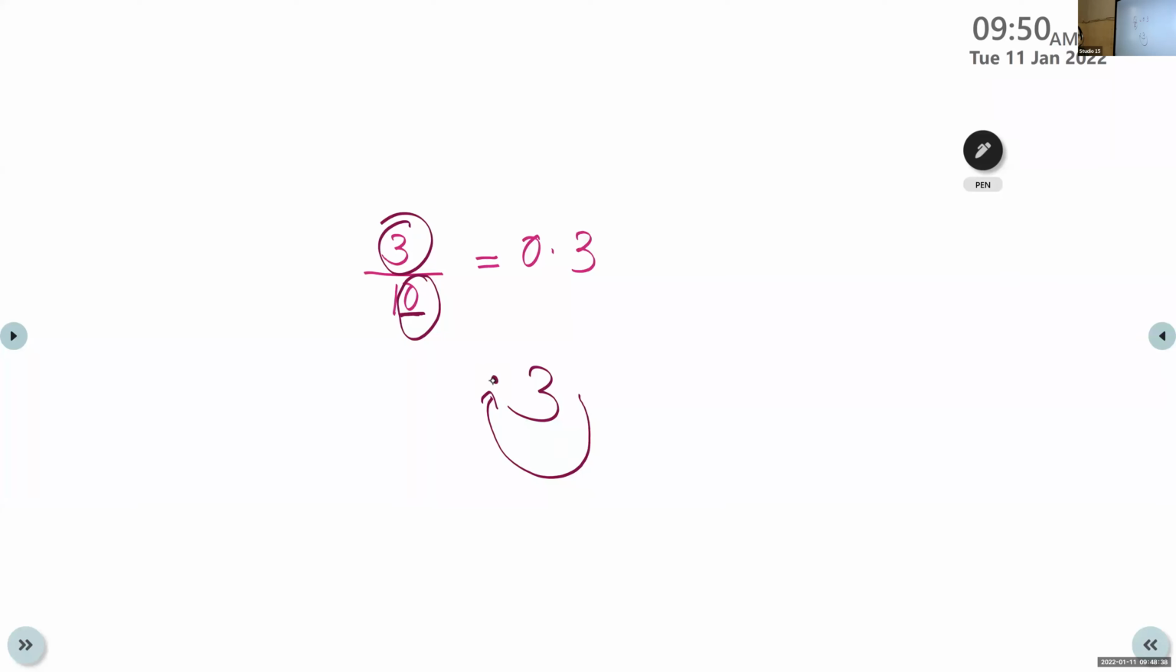Is that clear? Look at the number of zeros in the denominator. There is only one zero. So after the decimal point, we should have only one decimal place. So we start from the back side, count one place, and put the decimal point. If there is no whole number or integral part, we can place a 0. So it is 0.3.